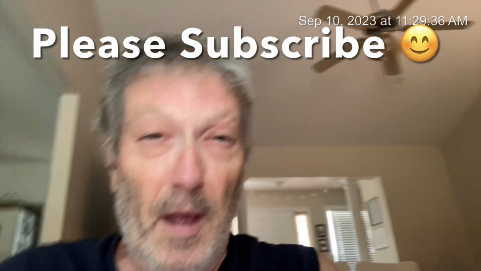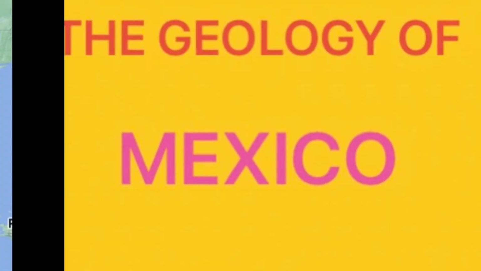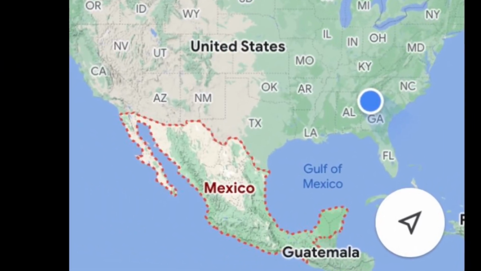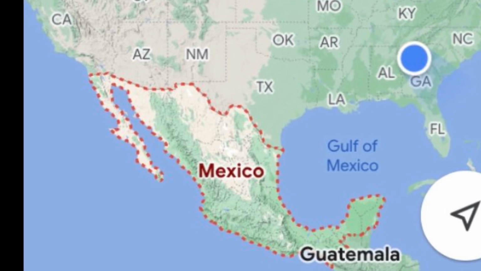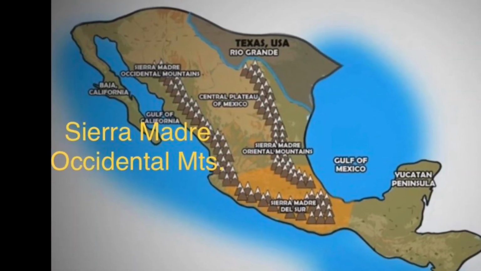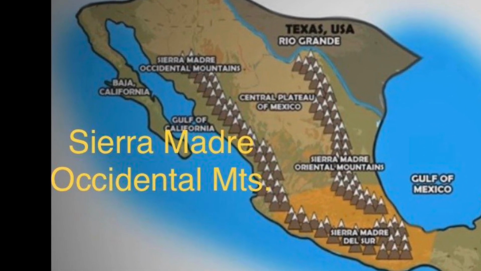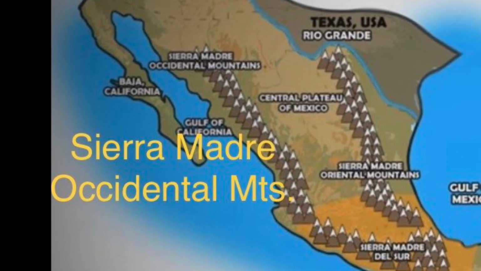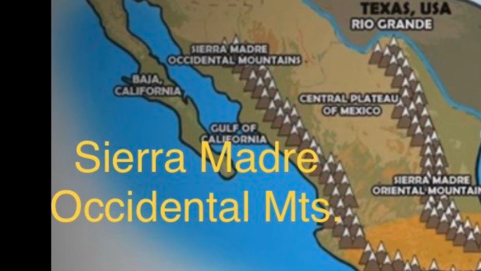So here we go. The geology of the Mexico mountains. This map shows the country of Mexico outlined in little red dots. Now let's take a look at the different landforms of the country of Mexico. The Sierra Madre Occidental mountain range runs along the western edge of Mexico. Occidental means on the western side.